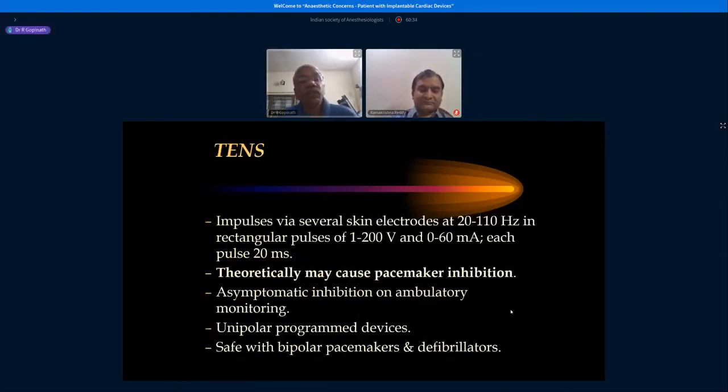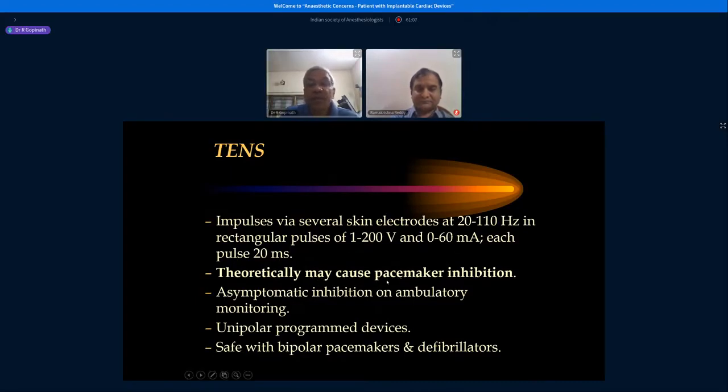Transcutaneous electrical nerve stimulation is generally used for pain, or for labor, and so on. So chronic pain patients are treated. Impulses via multiple spring electrodes can happen, which is why you use so many electrodes. Generally, the minimum used is 4. They are in the range of 20 to 110 hertz, with rectangular pulse waves of 1 to 200 volts with a 60 mA current.